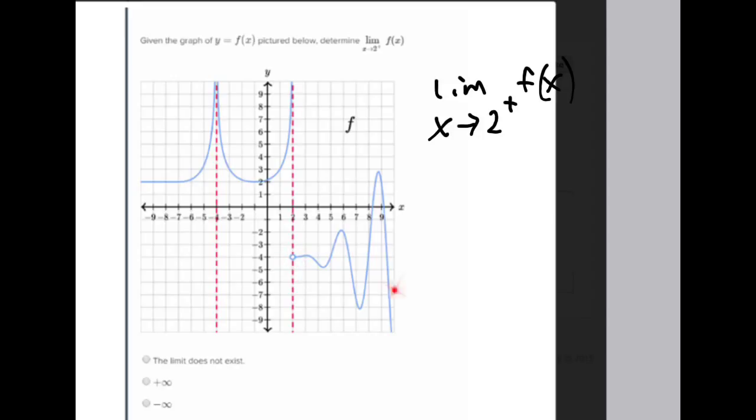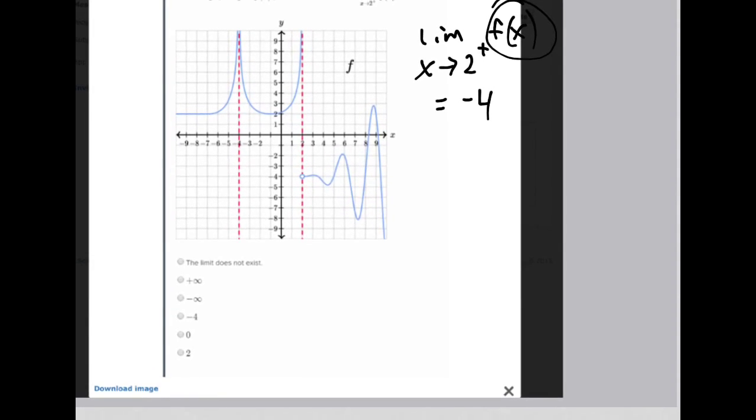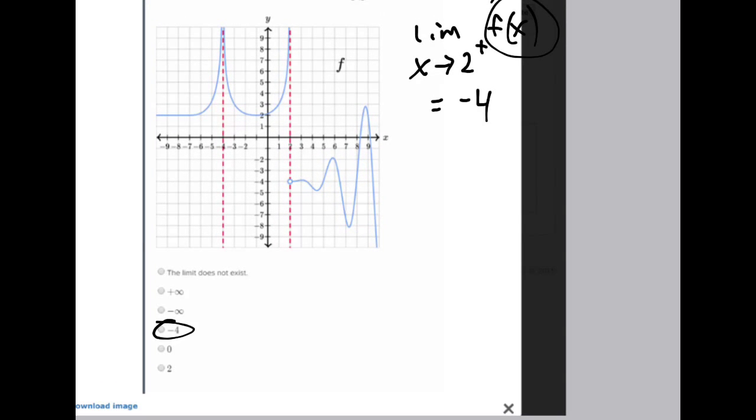And I approached from the right side, so I'm on my function. So here, as x approaches 2, my y value from my function approaches negative 4. Right? Okay, let's think about something else. So that's done. The answer is negative 4.